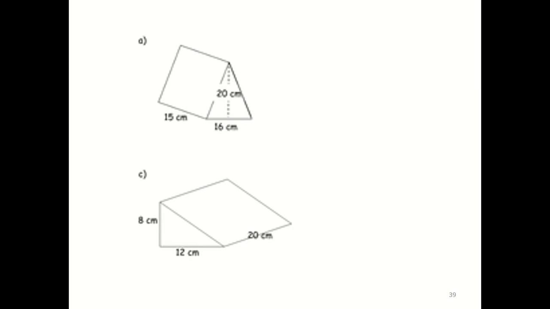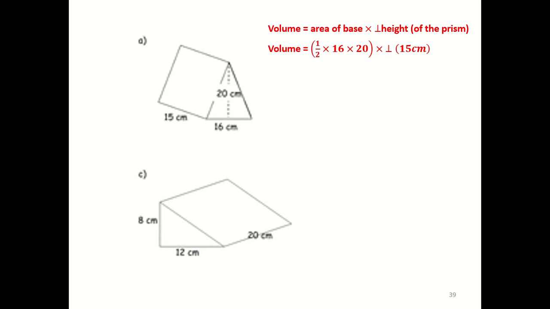now let's look at A. As I've identified that it's a triangular prism, the area of the base will simply be 20 times 16. You multiply that by half, and then you multiply it by the perpendicular height, which is the height of the prism, and that will be 15. Multiply those, it'll simply give you 2,400 cubic centimeters. Remember, your volume will always be in cubic, all right?